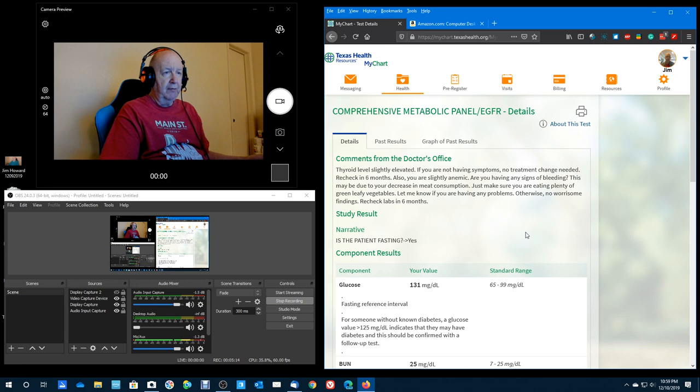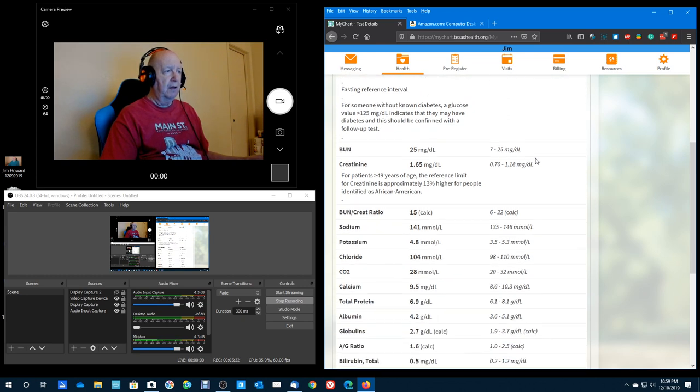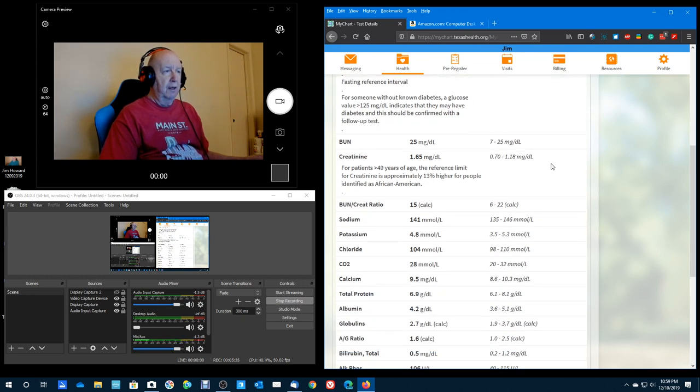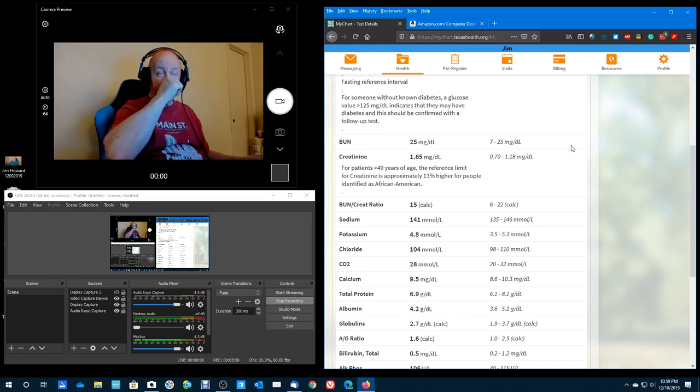Let me know if you're having any problems. Otherwise, no worry. Recheck lab in 6 months. So here's the lab work. Glucose is a little bit high, but I didn't do any fasting or anything when they did the test. And my glucose in the morning is really, the doctor is very happy with it. And the liver, I'm not sure if you call them enzymes or the lab work, this bun was up higher since I went in the hospital a year or so ago for 6 days, and it was up too high, and they were concerned about it. And it's now down to the top range.